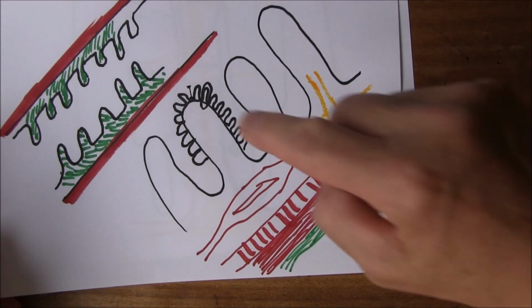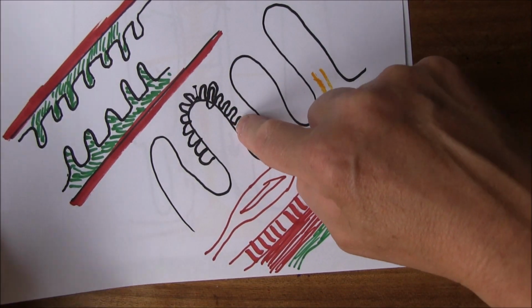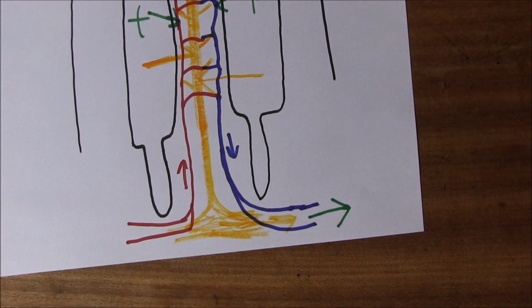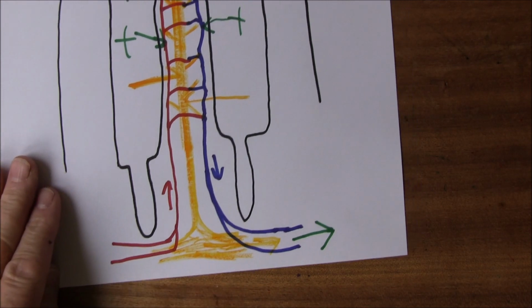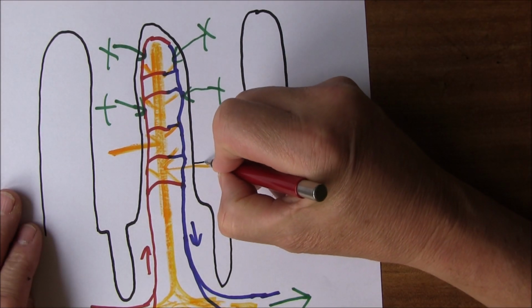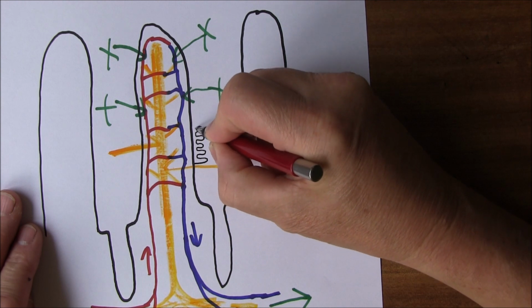So we've got the infolding of the circular folds, the infolding of the villi, and we've seen the infolding of the villi here. But there's another particularly fascinating area of infolding as well, because the surface of each villus is itself lined with numerous microvilli.